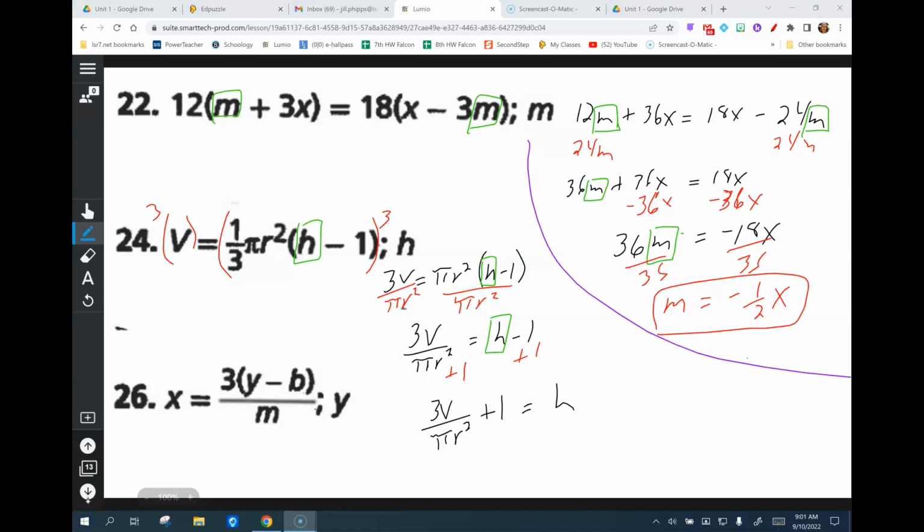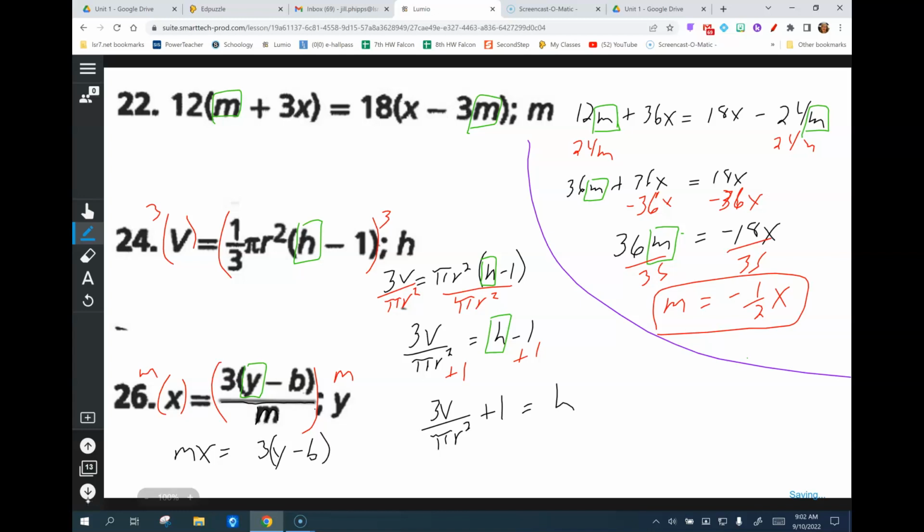Let's look at number 26. And again, we indicate our variable. We're solving for y. So look at this one. We have this m down here. It's connected by multiple division. So let's get rid of it. Let's clear that fraction. We're going to clear a fraction, and our denominator is an actual variable. So we get mx is equal to 3y times the quantity y minus b.